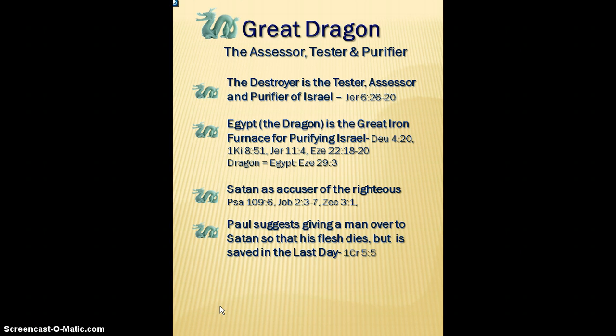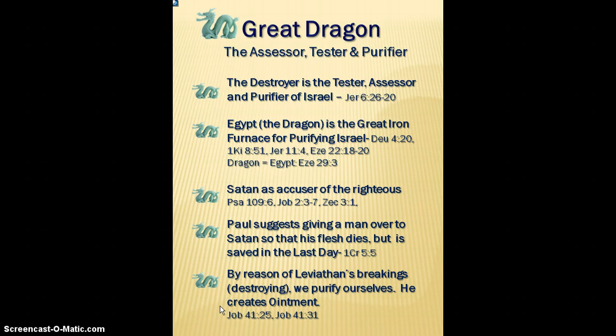Paul also suggests that when a man is caught dating his father's wife after his father dies, he should be given over to Satan so that his flesh dies, but he is saved on the last day. And lastly, we find a strange reference to Leviathan. Leviathan, in the process of breaking and destroying, we purify ourselves.